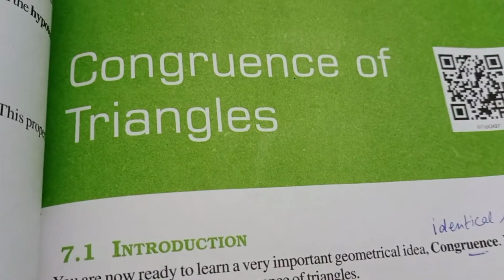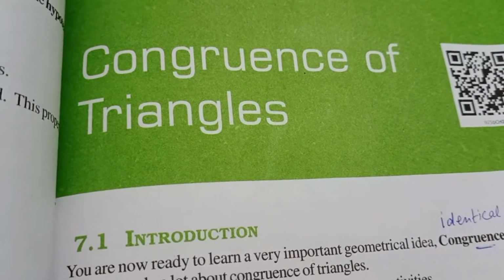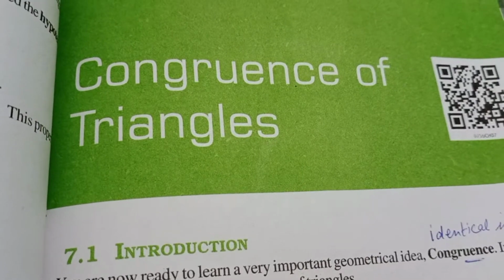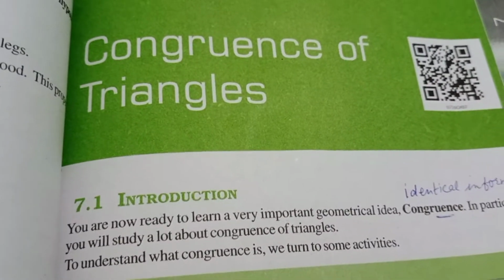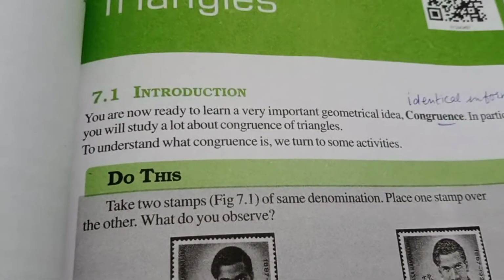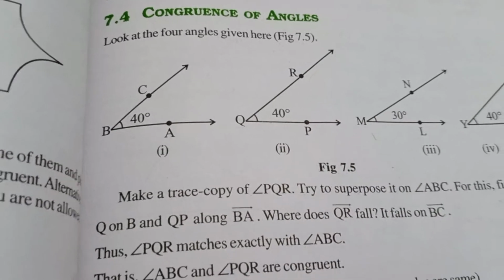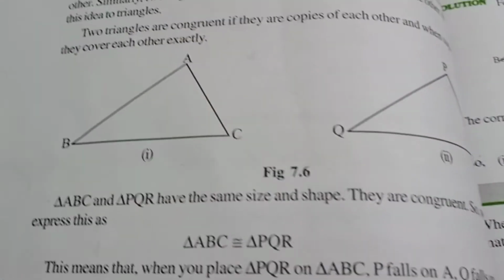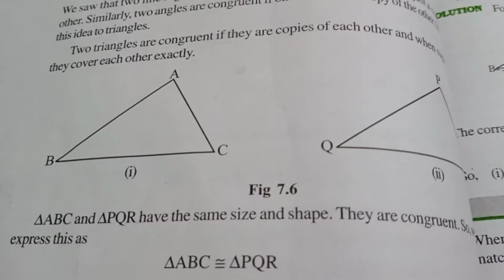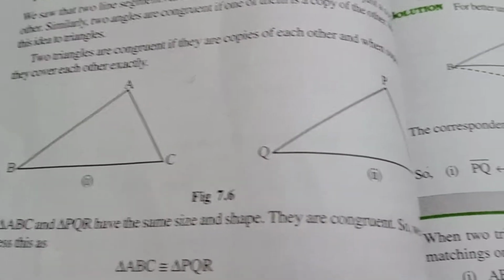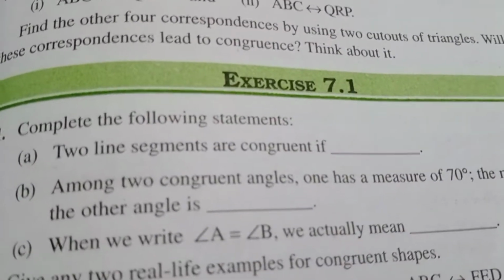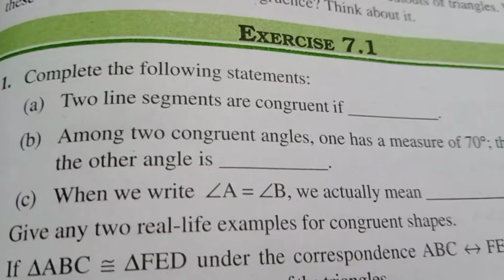Back to Maths class, students. We have started chapter 7, congruence of triangles, and I explained to you the meaning of congruence, how two line segments can be congruent, and congruency of angles and congruency of triangles. So we will use this knowledge to solve your book exercise 7.1 of the NCERT book.